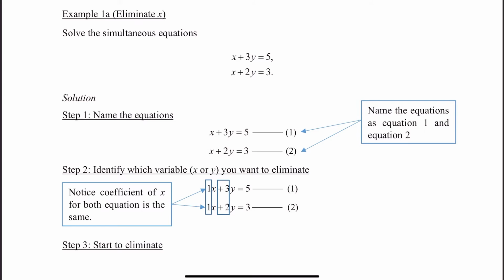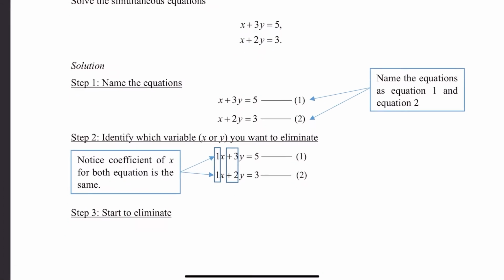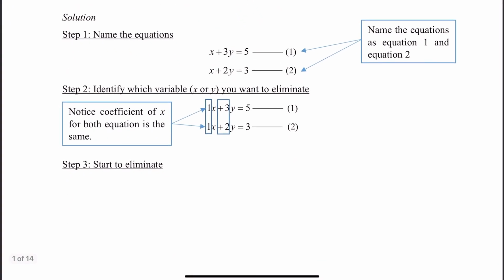Now, first of all, I need to name the equations so that I can explain in my working what I'm actually doing. I've named the equations as equation 1 and 2, and that's quite a conventional way of doing things. The second thing I need to do is to identify which variable I'm to eliminate.